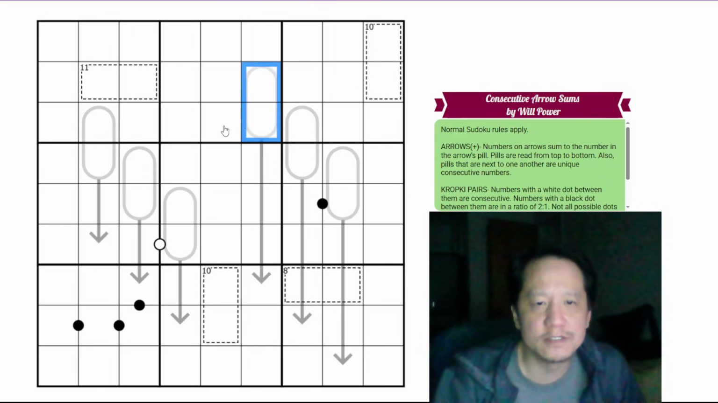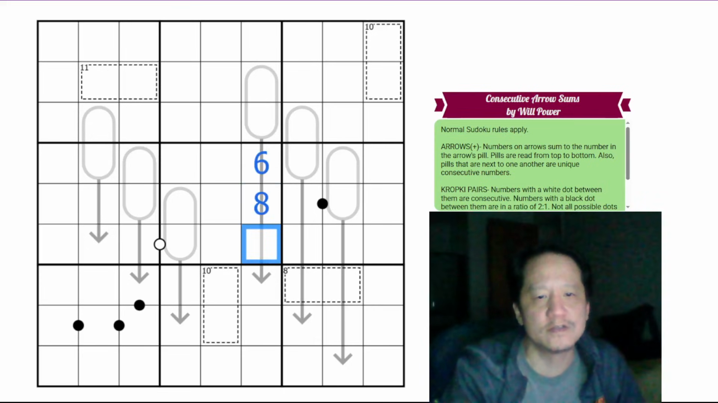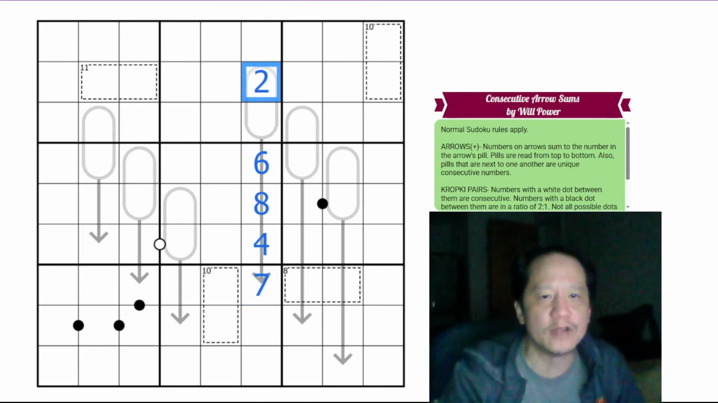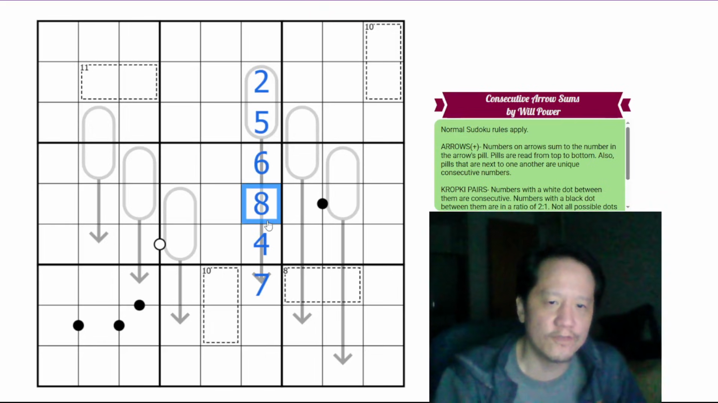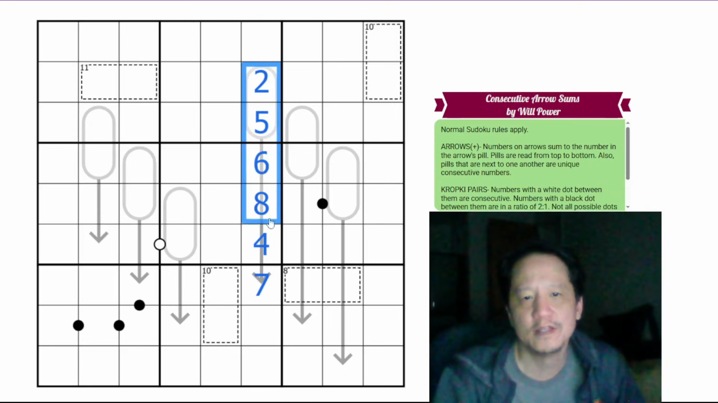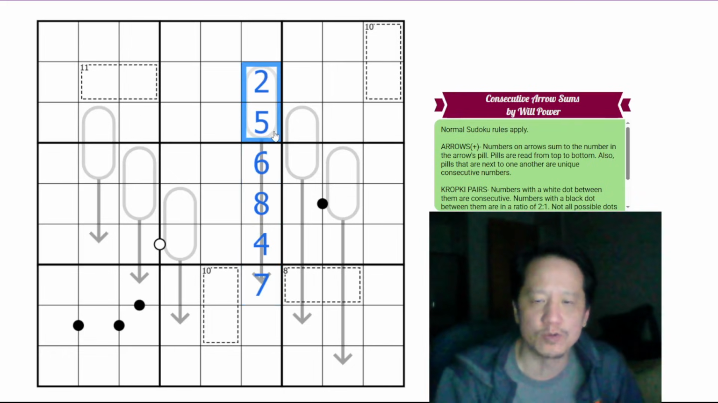So again, this is basically the top digit is the tens digit and the bottom digit is the ones digit. So for example, you could have something like 6, 8, 4, and 7 could add up to 25, right? This is the tens digit, this is the ones digit. 6, 4, and 8, 7 add up to 25, which would satisfy this pill. So that's an example of how these arrow pills work.